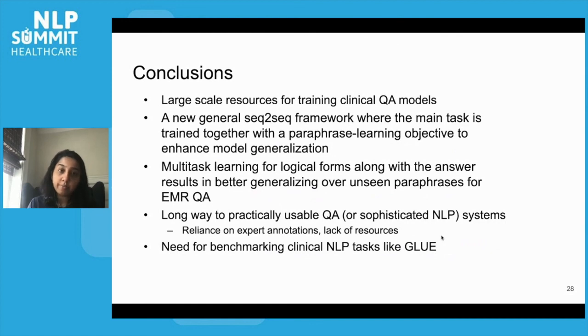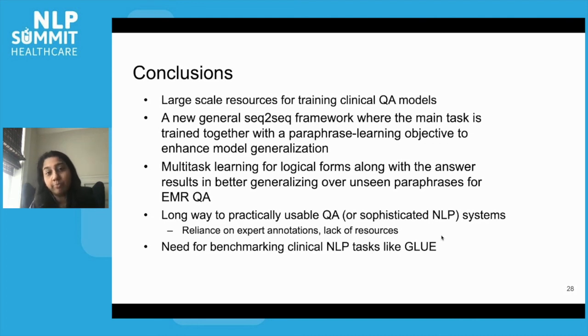So in conclusion, clinical data is challenging to work with because of several reasons, but one of the important reasons is the lack of large-scale resources that can be used for training reliable models that will work well in a practical setting. In order to take steps towards this, what is required is to explore alternate, perhaps semi-automated, methods to generate large-scale data sets in a credible manner. And we do this by generating the emrQA dataset using a process that utilizes existing annotations and uses the expert input in the form of logical forms.